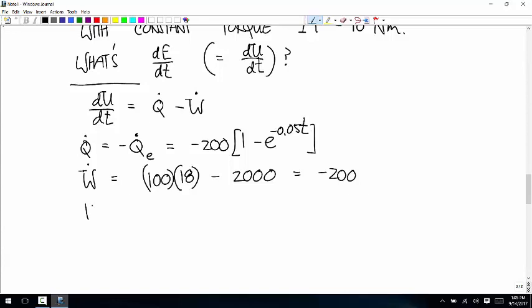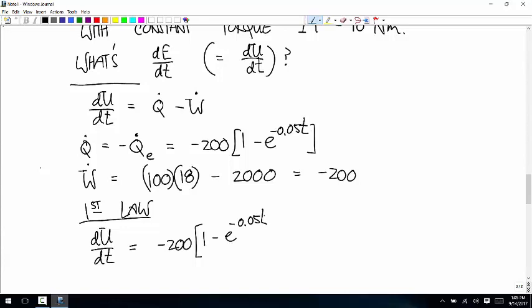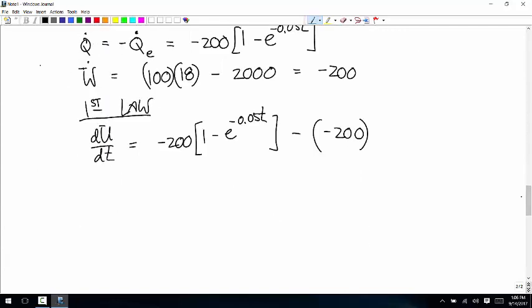And so now we can put it into the first law. It says dU/dt is equal to negative 200 times the quantity 1 minus e to the negative 0.05 t, minus negative 200. And so the 200s cancel, and you just get e to the negative 0.05 t.